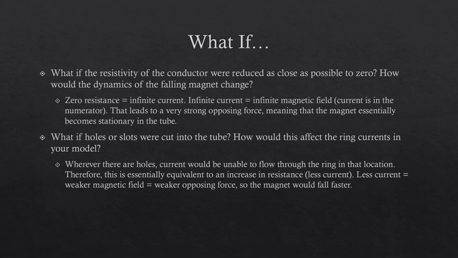Then if holes or slots were cut into the tube, that would mean that current would be unable to flow through the ring in that location. Therefore, this is essentially equivalent to an increase in resistance because there's less current, so that causes a weaker magnetic field and therefore a weaker opposing force. So the magnet would fall faster through the tube.